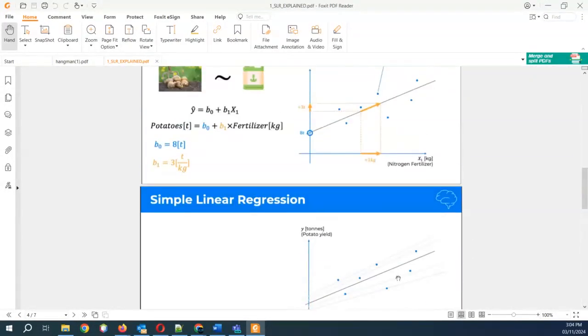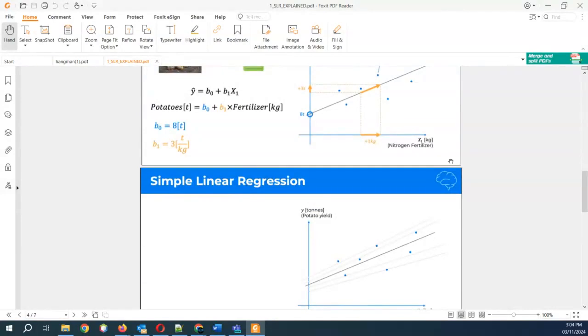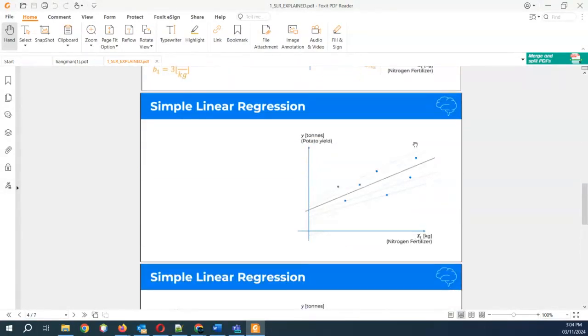So what is the best line that he can draw? What is the best line that you can draw along these points in simple linear regression? Let's say these are the different points. Do you want to make this line? Is this the best line? That's what he is trying to mention in this slide.